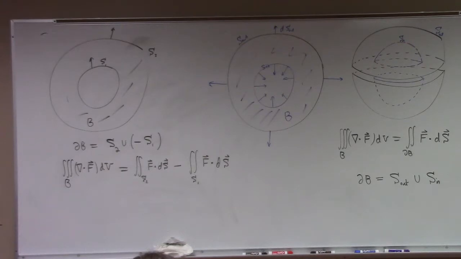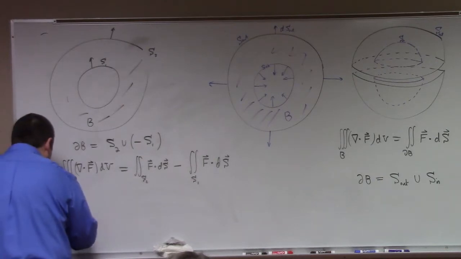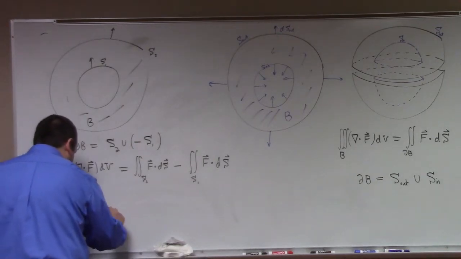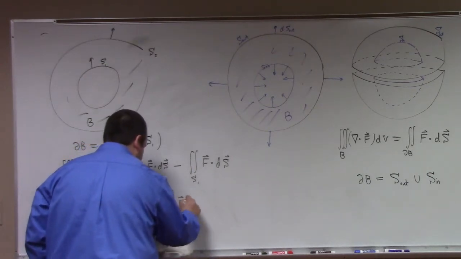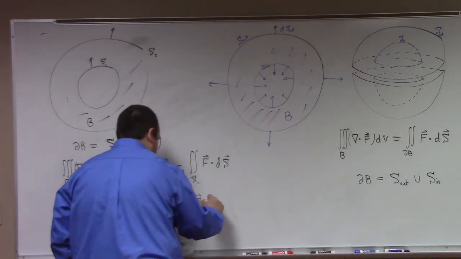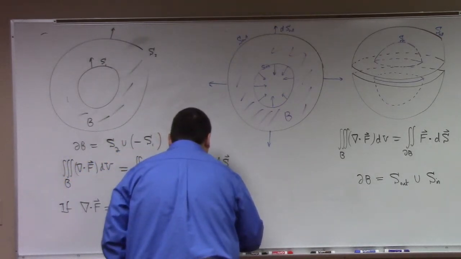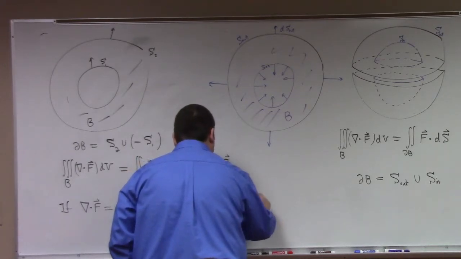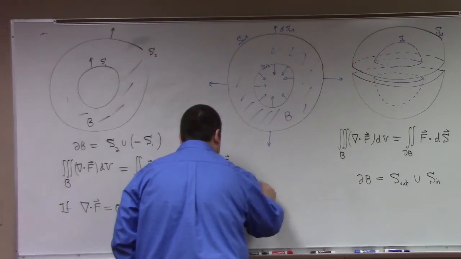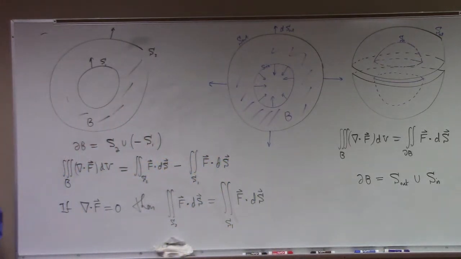So if the divergence is 0 between your surfaces, what does this tell us? It tells us that the flux does not change as you expand surface 1 into surface 2. The same number of field lines piercing 1 also pierce 2. There's no new field lines created between these surfaces. That's what the divergence being 0 means. No new diverging field lines. And this is another example of a deformation theorem.